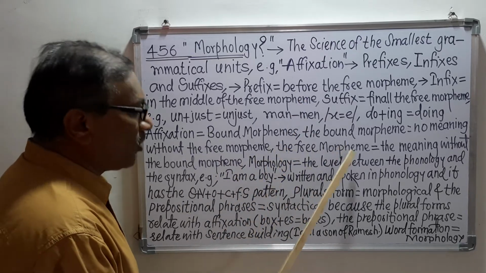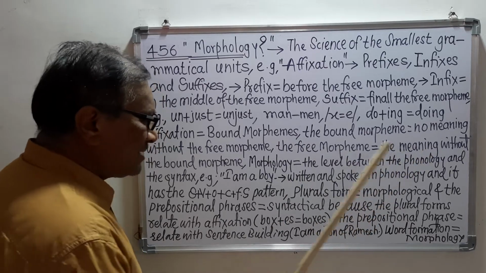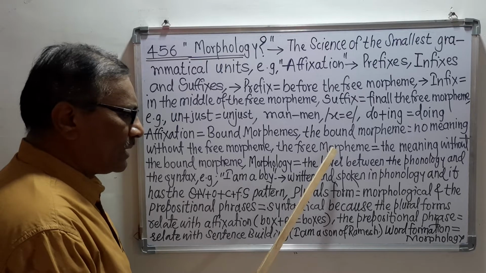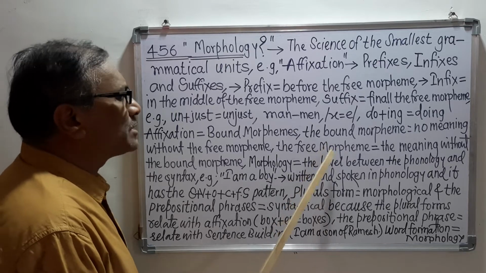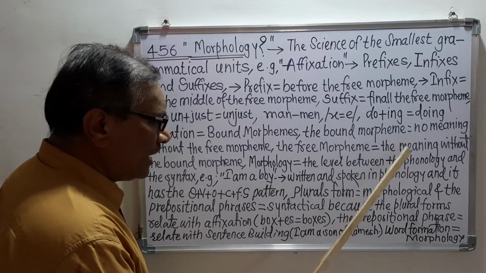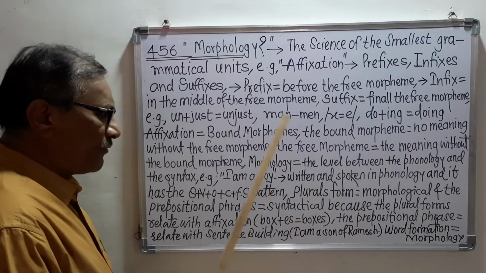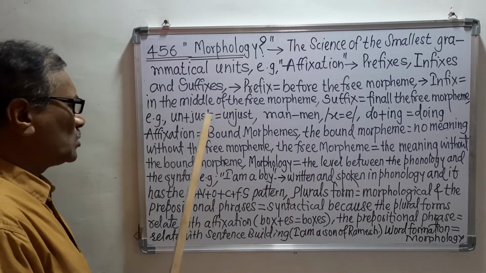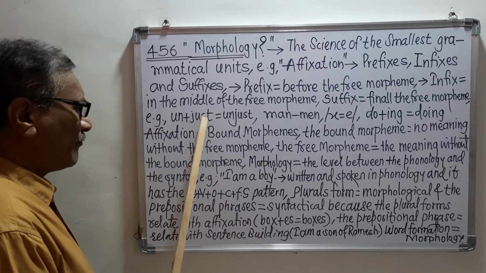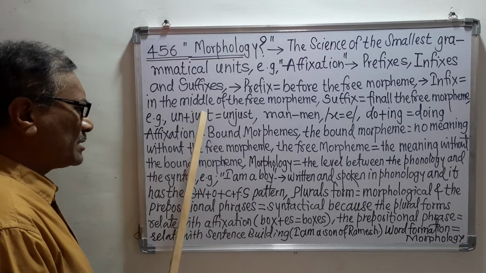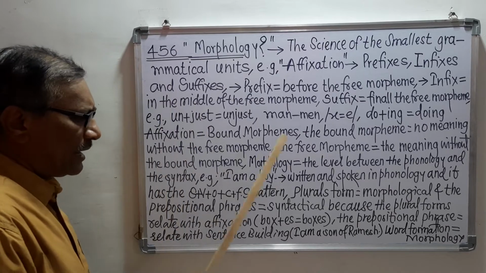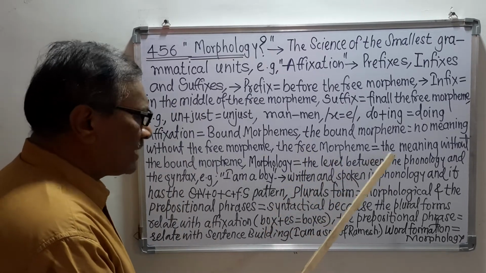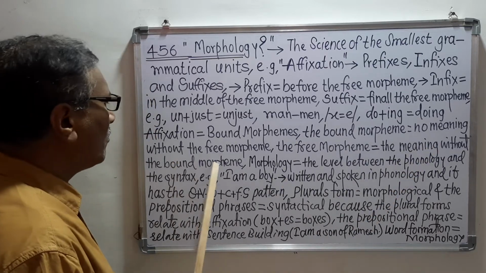Then, when we discuss the free morpheme, we can say that the free morpheme has its own meaning. The meaning of the free morpheme is always seen by us. Now see, just is the free morpheme and it has its own meaning. And that's why we have seen that the free morpheme has meaning without the bound morpheme.